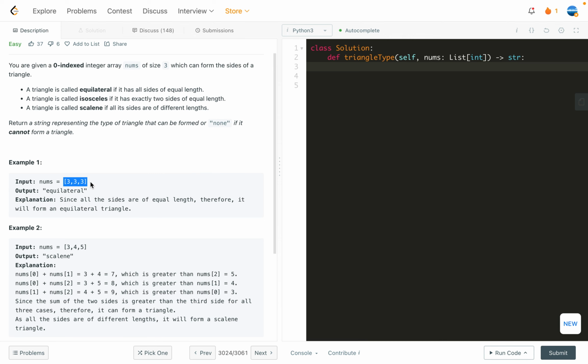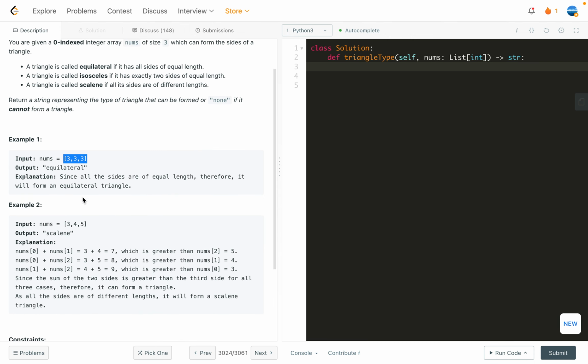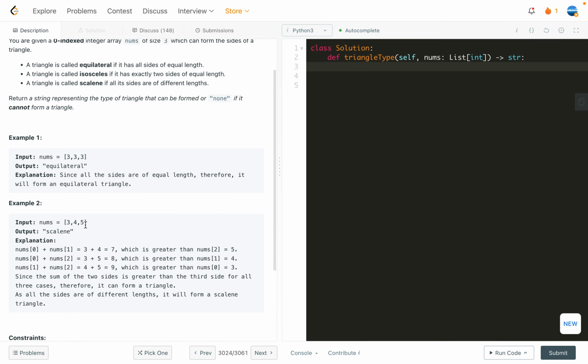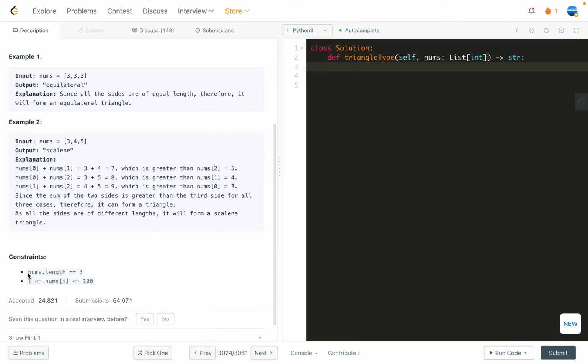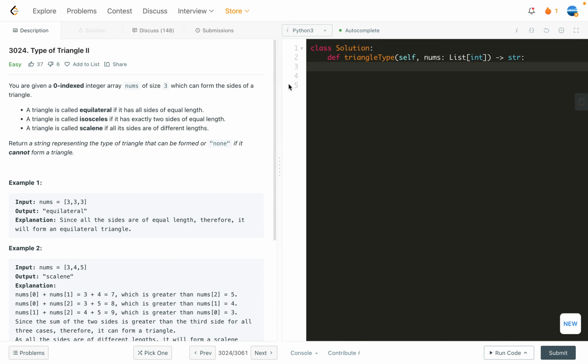So this one is for sure an equilateral triangle, right? This one is basically a scalene, but we know this triangle is a right triangle. There's an angle that is 90 degrees. We use this triplet to demonstrate that 3 squared plus 4 squared equals 5 squared. This is nothing but the Pythagorean theorem, right? Here the constraint is that the length is 3 and the numbers are positive. That will be enough for us.